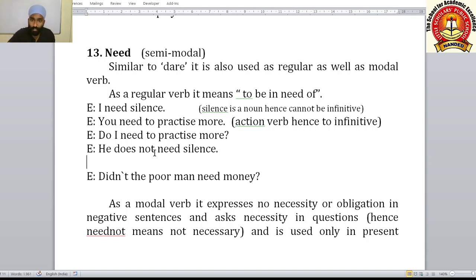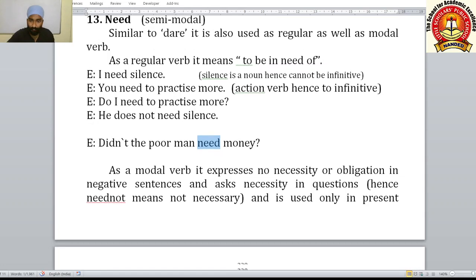And he does not need silence. Here, after does we are using not. We are using this helping verb does for need, because here it is a main verb. Now, didn't the poor man need money? Here we are using need as a main verb. It is a past tense.